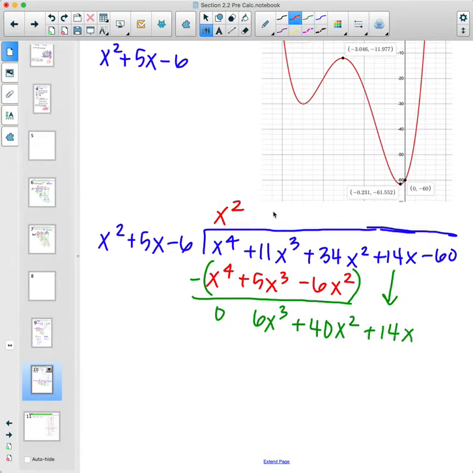Start over. So what times x squared gives you 6x cubed? Well, 6x. So 6x times x squared is 6x cubed. 6x times 5x is 30x squared. 6x times negative 6 is negative 36x.